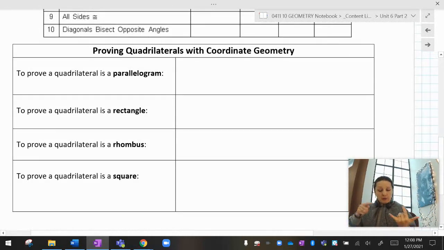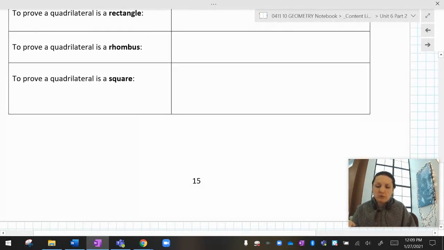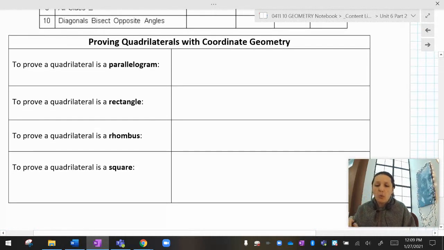You learned about slope, distance, and midpoint formula. Why? Because it's useful. How is it useful? To justify and prove what things are. So you look at something and you go, I think that's a square, but I'm not sure if it's a square. What's going to help you? Slope, distance, or midpoint. And that's what we're getting at. So, proving quadrilaterals with coordinate geometry. We're on page 15 if you haven't gotten to me yet. All right, proving quadrilaterals with coordinate geometry.